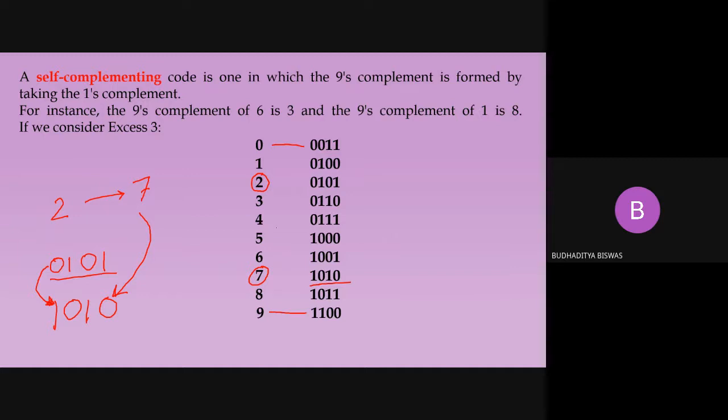Take any other value. Suppose I take 0. So 0 is 0 0 1 1. If I take the first complement of this one, it becomes 1 1 0 0, and 1 1 0 0 is nothing but 9. So that means 0 and 9 are nines complement of each other. So if I take the first complement of a given number, it will generate the nines complement of that number. That's why it is called the self-complementing code. Which code is called the self-complementing code? XS3. Understood? So you need to remember these terms: self-complementing code, unit distance code, the reflective code, like this one.